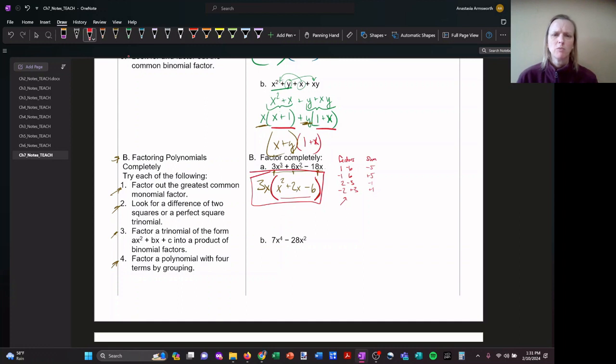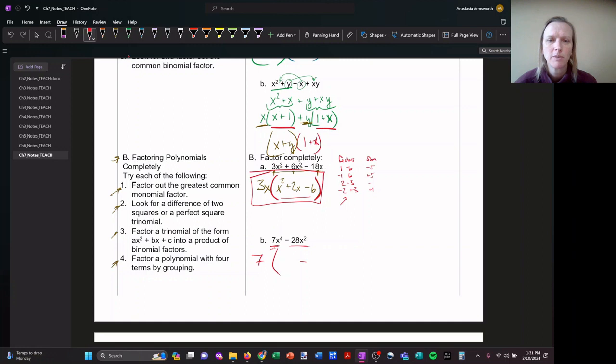All right, let's look at one that maybe we can do a little bit more with. Here, 7x to the fourth minus 28x squared. Once again, I've got a leading coefficient, which I'd like to get rid of if possible, perhaps by pulling out a greatest common factor. So let's try that. Let's see, 7 and 28. If I pull a 7 out of parentheses, 7 divided by 7 is 1.